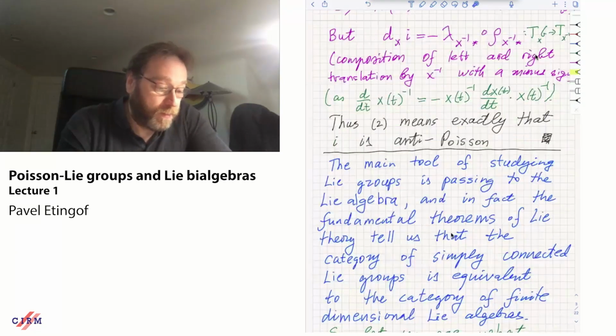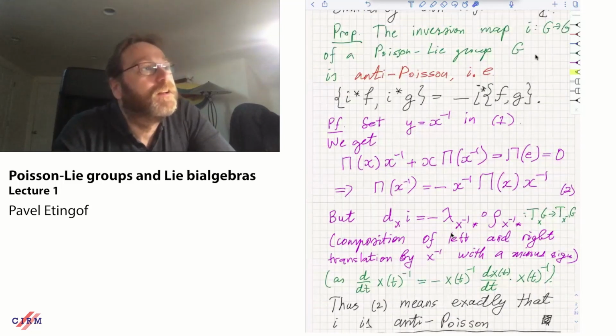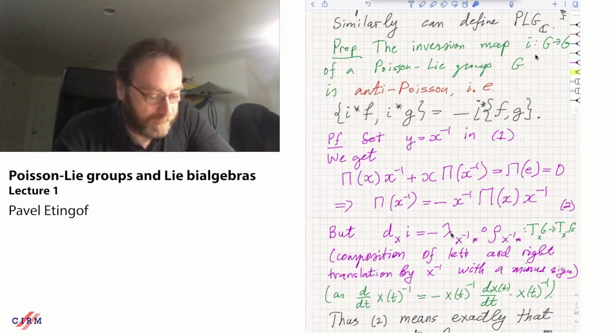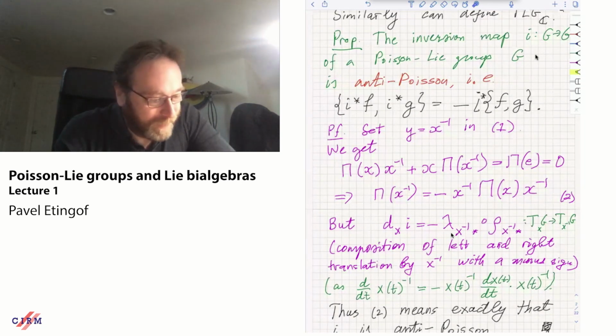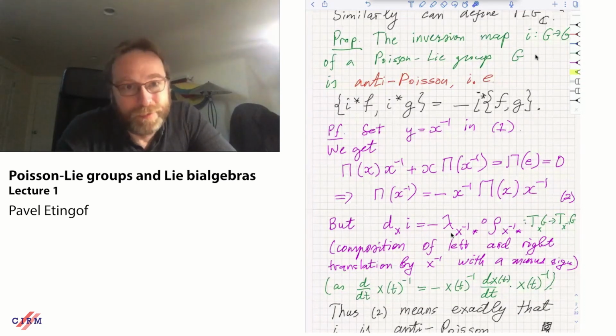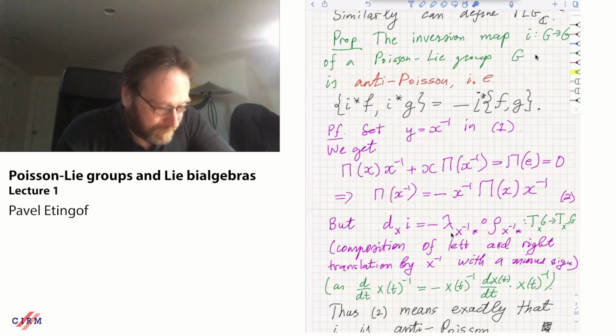Maybe I have one. Sorry. Would it be possible to give an example of a Lie group which we cannot make into a Poisson-Lie group? Well, any Lie group can be made into a Poisson-Lie group by taking the Poisson bivector 0. Okay. Yes. Okay.